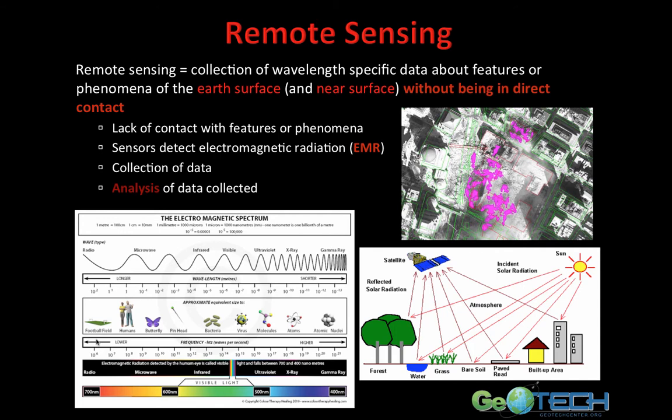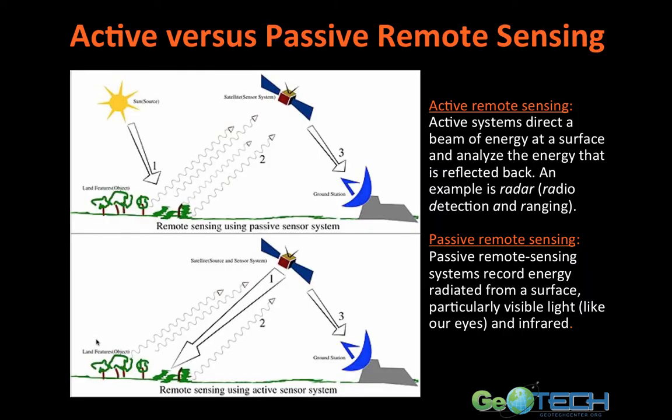There's remote sensing. Remote sensing is the collection of wavelength-specific data about features or phenomena of the Earth's surface and near surface without being in direct contact. And when we chat about remote sensing, there's really two major ways we look at it. There's active remote sensing and there's passive remote sensing. Active remote sensing really is a direct beam of energy pointed toward a surface, and then we analyze this energy that's reflected back, and that's going to tell us a variety of information about the surface. A good example of active remote sensing would be radar, which is radio detection and ranging.